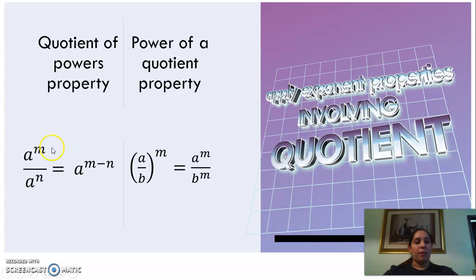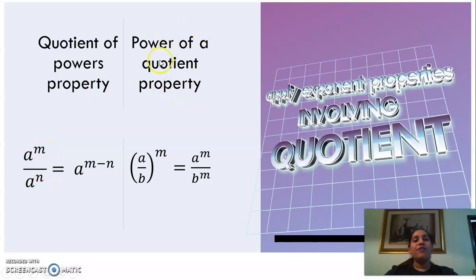The quotient of powers property tells me that when the same base number raised to different exponents is divided, I subtract my exponents. In this case, a raised to the power of m over a raised to the power of n equals a raised to the power of m minus n. As you can see, my a is the same base on both the numerator and the denominator, but my exponent is not the same one. So what am I going to do with my exponent? Well, I'm going to subtract the exponents.